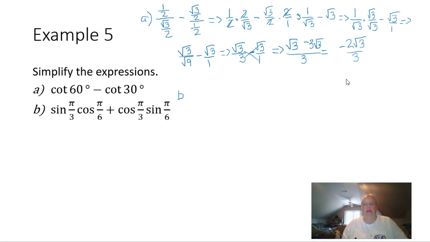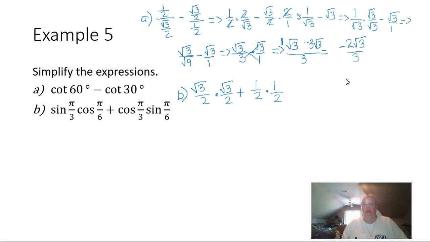All right, for b, we're going to do the sine of pi over 3 times the cosine of pi over 6 plus the cosine of pi over 3 times the sine of pi over 6. Now, if we take a look at our unit circle, the sine at pi over 3 is the square root of 3 over 2, and the cosine at pi over 6 is the square root of 3 over 2. The cosine at pi over 3 is 1/2. And the sine at pi over 6 is 1/2.